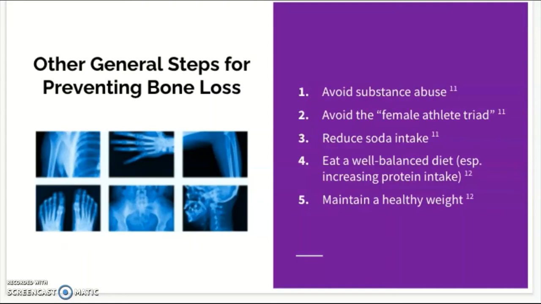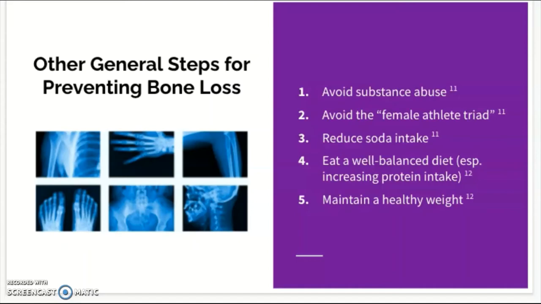The third is reducing soda intake. Some findings show that colas, more than other carbonated soft drinks, lead to bone loss. It may be that extra phosphorus in them keeps your body from absorbing calcium, or it may just be that women are replacing calcium-rich drinks such as milk with soda.